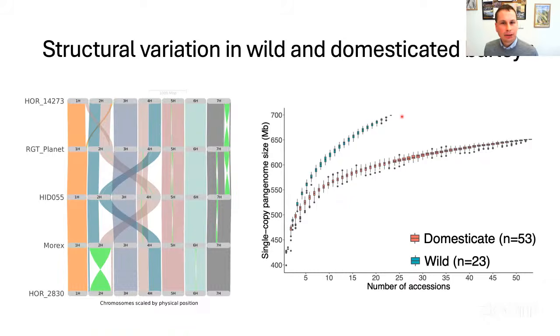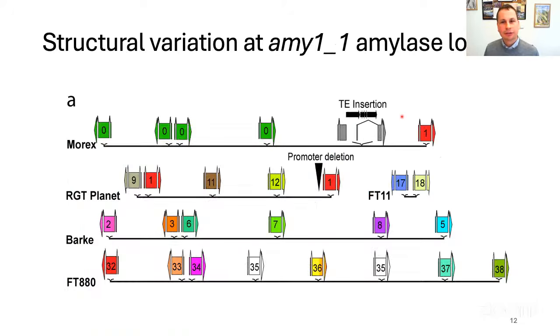The next example I want to show you is for structure variation at a specific locus of agronomic importance. And this locus is the alpha-amylase locus. This is a locus of enzymes that degrade starch. And this is important in the brewing process.